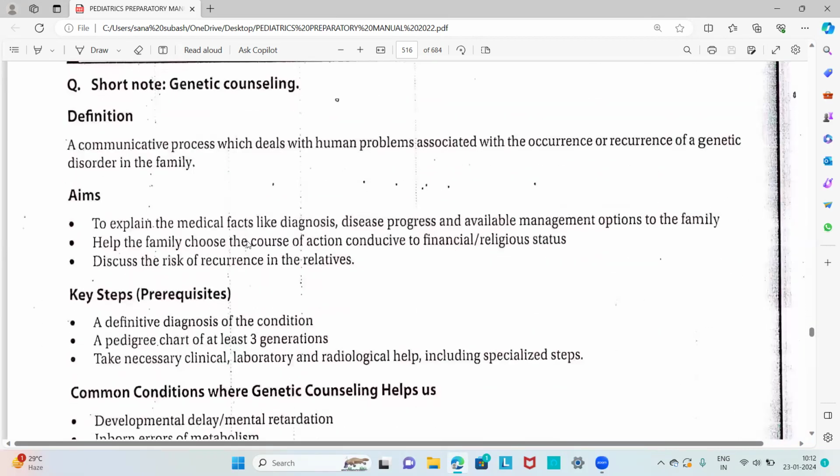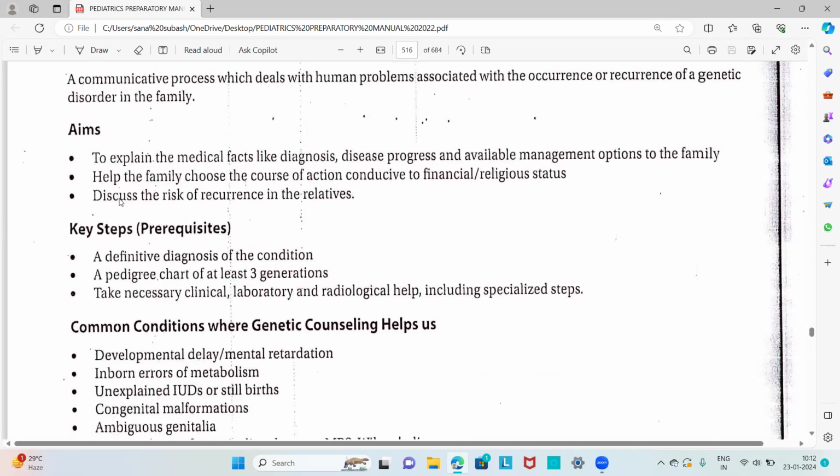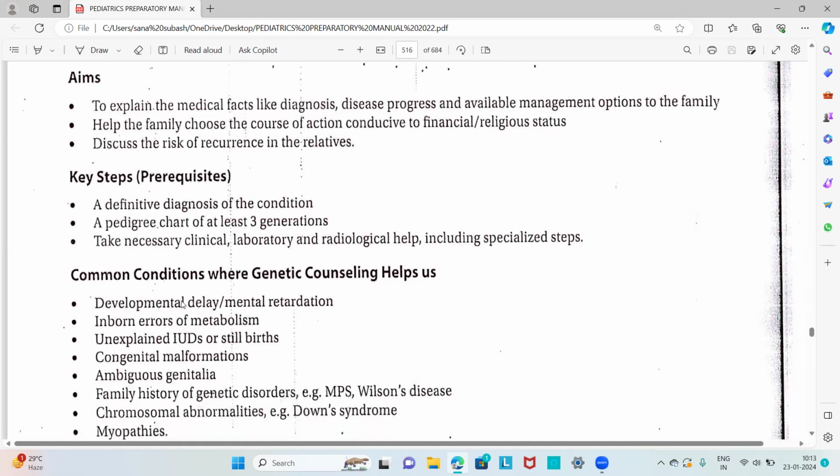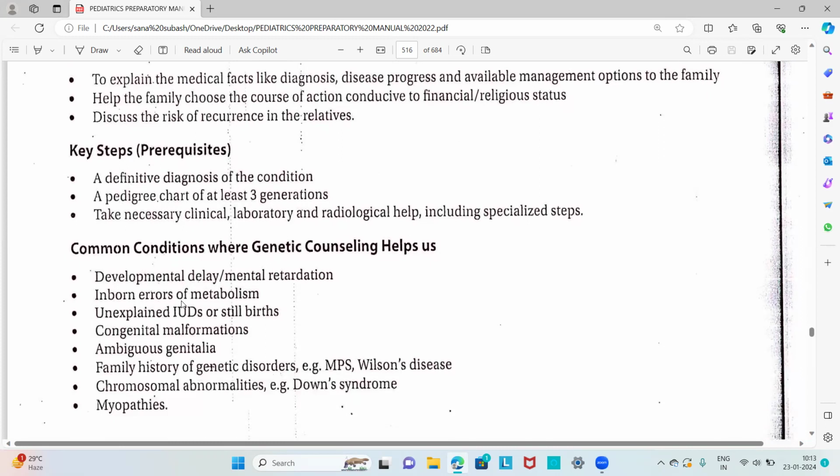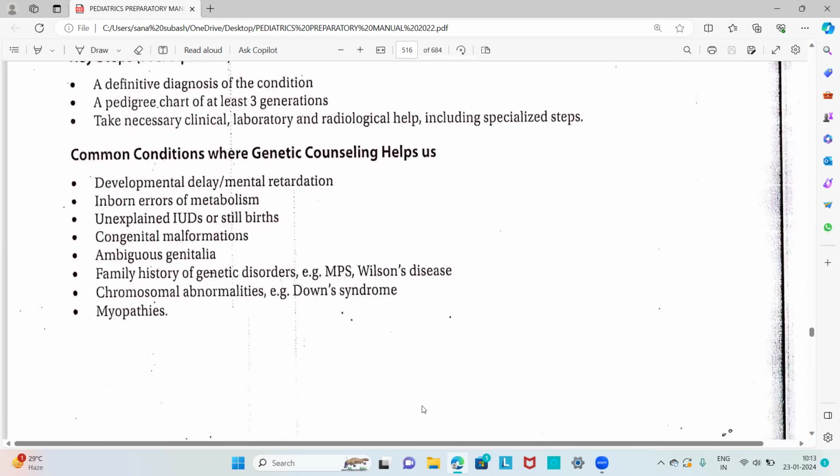We discussed the definition, a communicative process, and the aims. There are 3 aims: to explain the medical facts like diagnosis and management options, help the family to choose the course of action depending upon their financial and religious status, and discuss the recurrence in the relatives. Then the prerequisites, and the common conditions where the genetic counseling is usually done and helps us. So these are all about the genetic disorders.